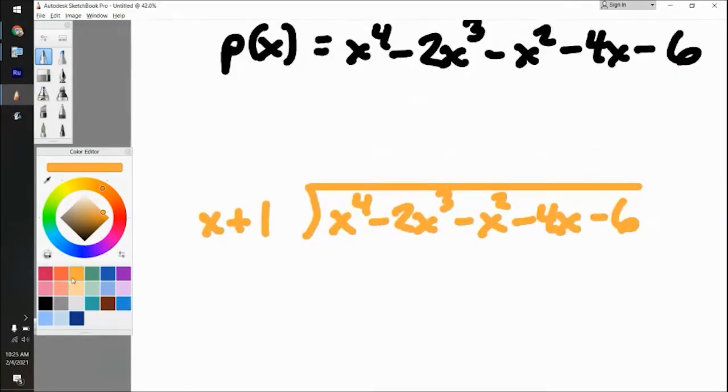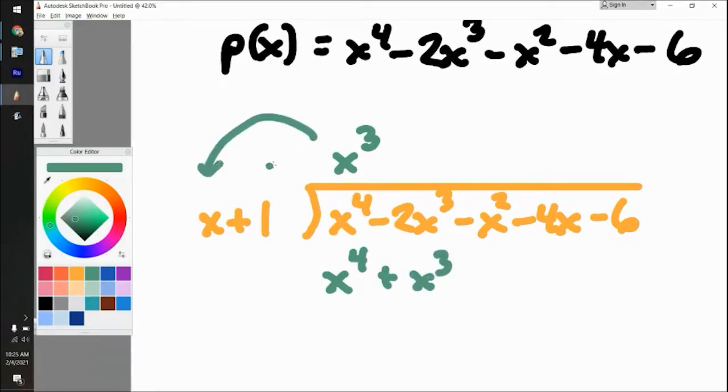Okay, but let's do this one first. So you have to think, what do you multiply this x by to get x to the fourth? Only look at the leading term. This would be x to the third. Then you're going to end up with x to the fourth. Oops, I was going to write x to the third. Plus x to the third, because you would multiply by each of these things right here.